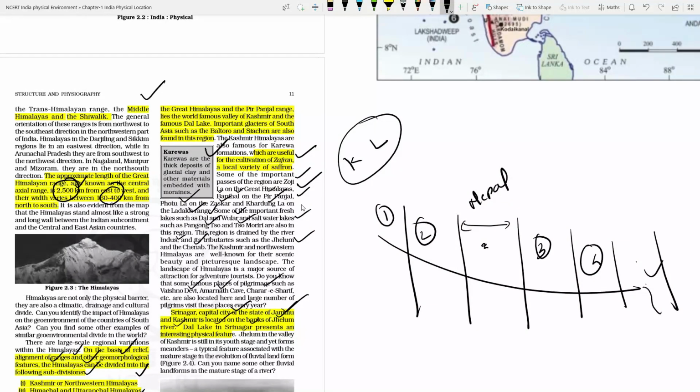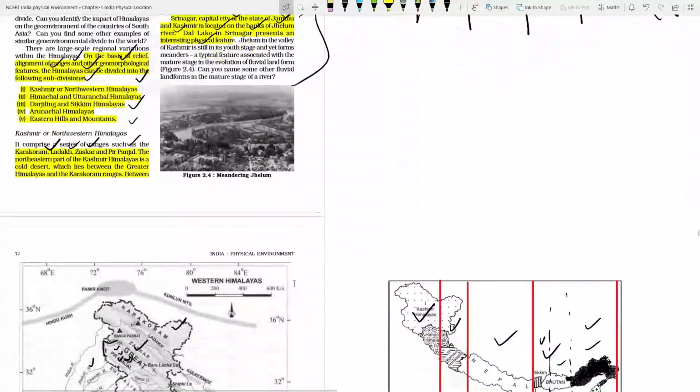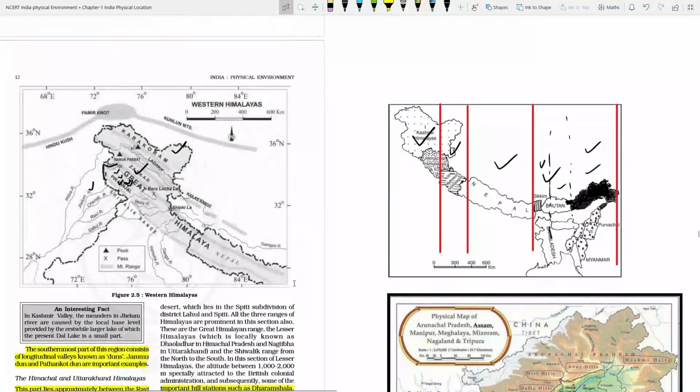Dal Lake in Srinagar presents an interesting physical feature. As I had told you, for the scenic beauty and for tourism, it has huge potential. We say it is heaven on earth, isn't it? So you can see here multiple rivers which are there. The tributaries of the Indus River: Jhelum, Chenab, Ravi, Satluj, Byas river are there.